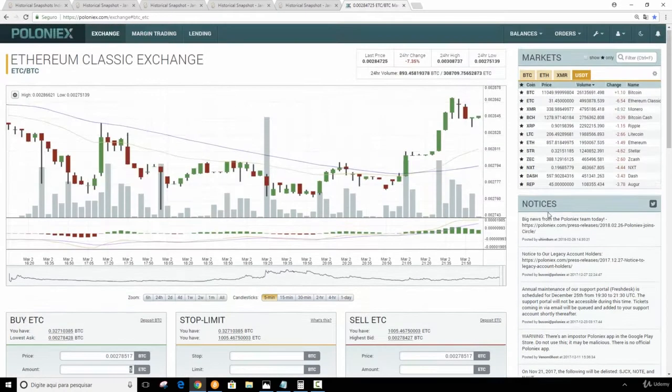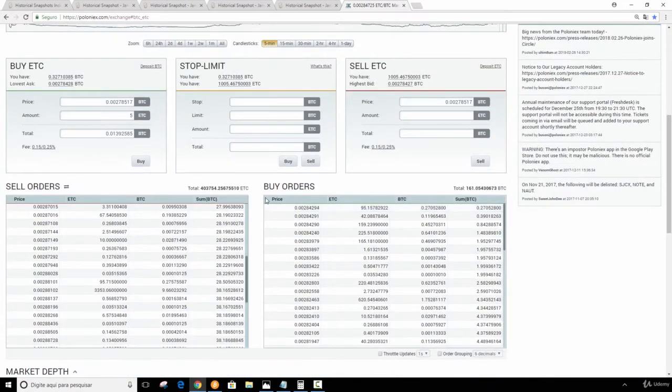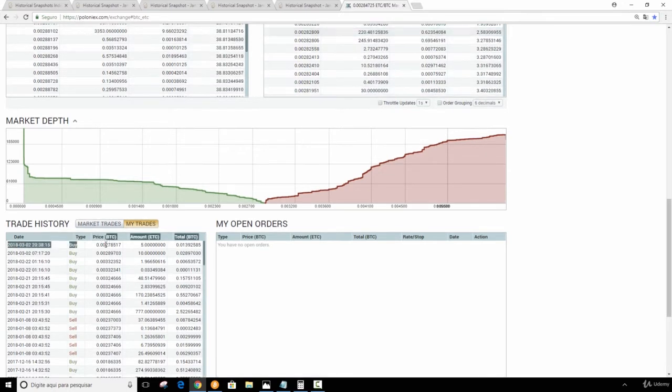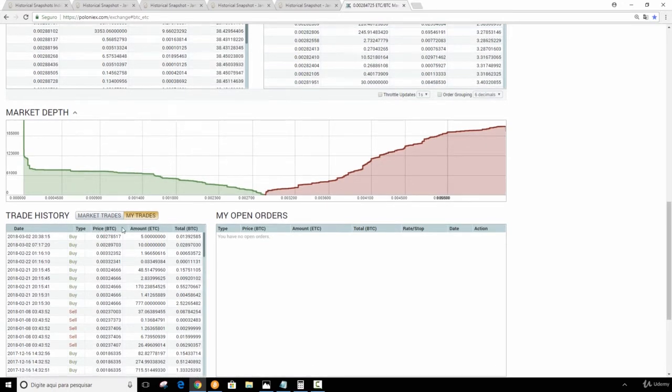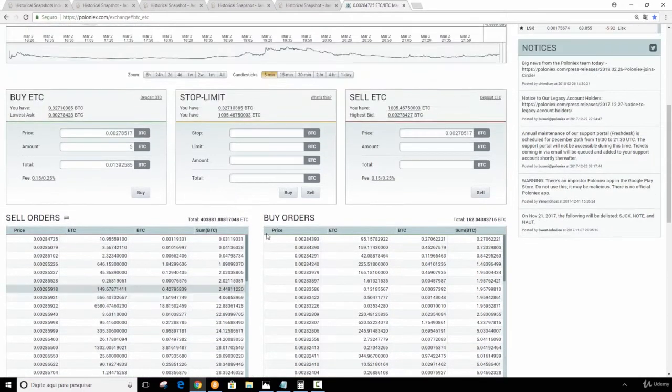Take a look at the price this very moment and look at the price we paid when we bought it. Our order is down here. So we bought it at 0.00278517. So we'll be selling it right now. So we'll be selling at 0.00284393.